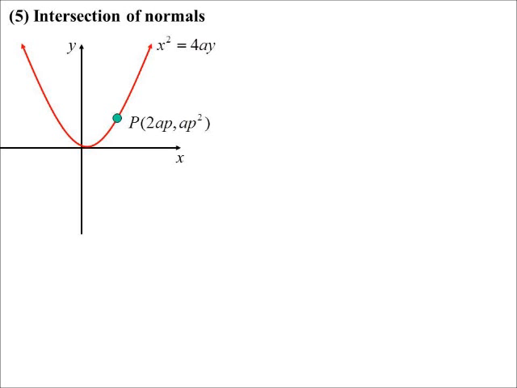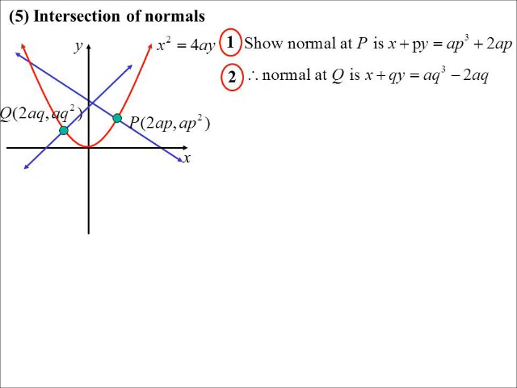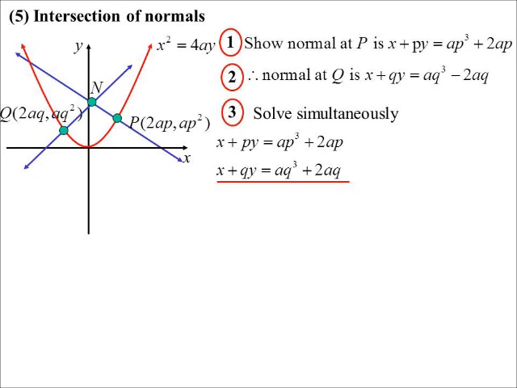Intersection of normals, what does that look like? Is there a nice pattern to that one? So let's put in p, there's one normal. So we just found it was x plus py is ap cubed plus 2ap. That means my normal at q must have the equation x plus qy is equal to aq cubed plus 2aq. Oh, I've written that down wrong, haven't I? So I'll find the point of intersection. Yes, they should both be plus. So that second one became minus there.